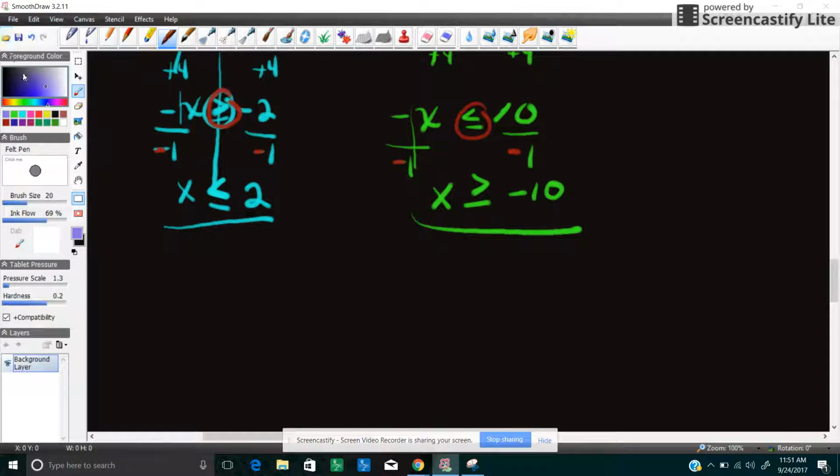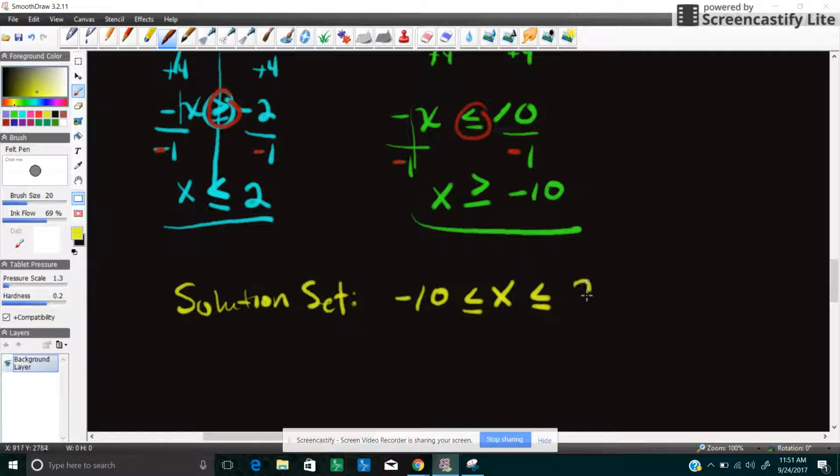So I'm going to go ahead and write my solution set. And I better do it quickly before the time runs out. So my solution set for this one is that negative 10 is less than or equal to x, which is less than or equal to 2.